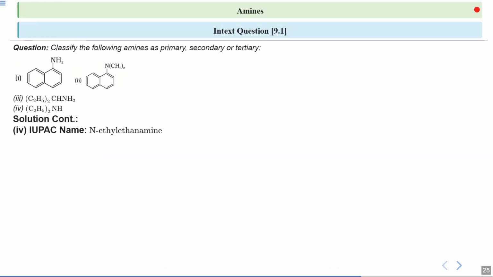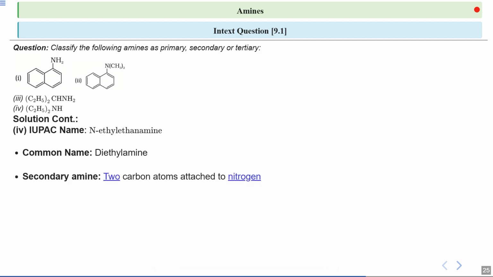Next, fourth example, it is N-ethyl ethane amine. Okay, the common name you can call it is diethylamine. So if you look, this is a secondary amine because you will see that this nitrogen is bonded to one hydrogen and to these carbons. Okay, so this is a secondary amine.